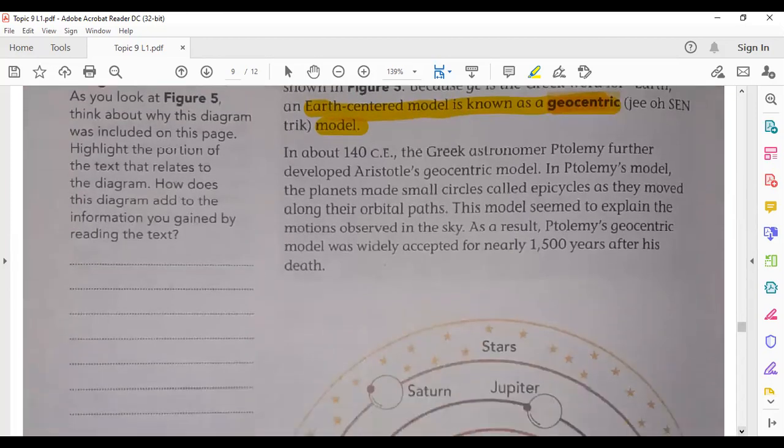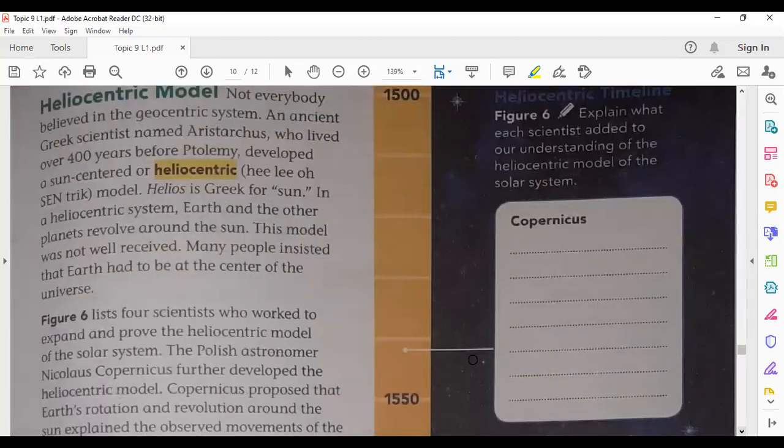Now, the heliocentric model means helios in the Greek means sun. So the heliocentric model means it is a sun-centered model. That the sun is the center of the universe.